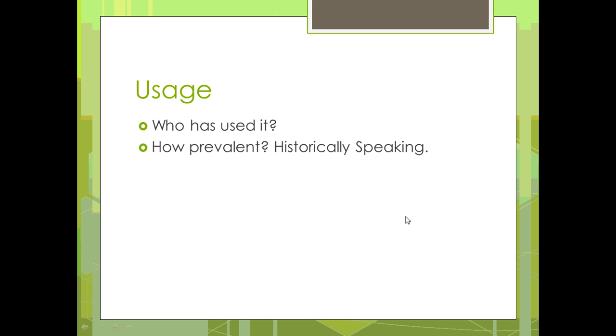Then I want you to focus on the usage. Who has used it over time? How was it used? And this is where we get into the scale part of the presentation. How prevalent was that usage? By prevalent, what I'm asking is how does its usage compare to other energy sources? Was it the most used? Well, then it's very prevalent. Was it not used very much? Then it was not very prevalent. So in terms of a historical standpoint, how prevalent was your energy source, or has your energy source been?